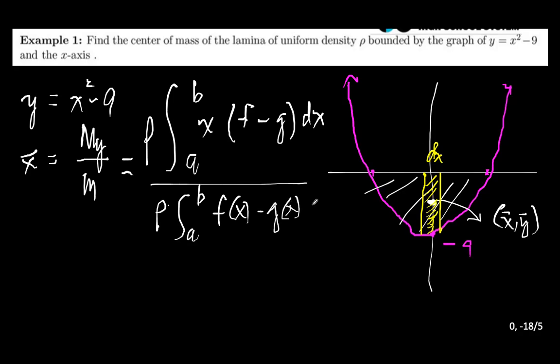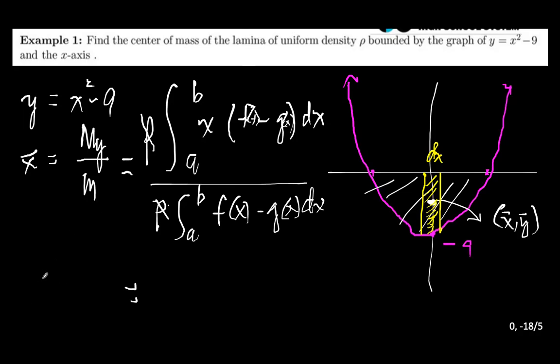Why is there an x here? There's none here. Anyway, we can write it down as well to make it uniform. And we can cancel the rho since they are constants. Then we can solve for the values of these integrals, the numerator and the denominator.